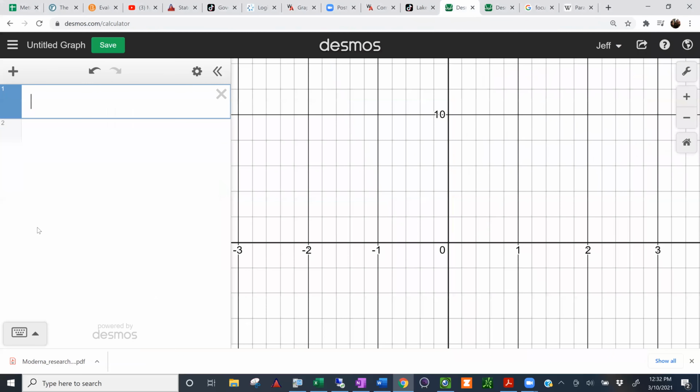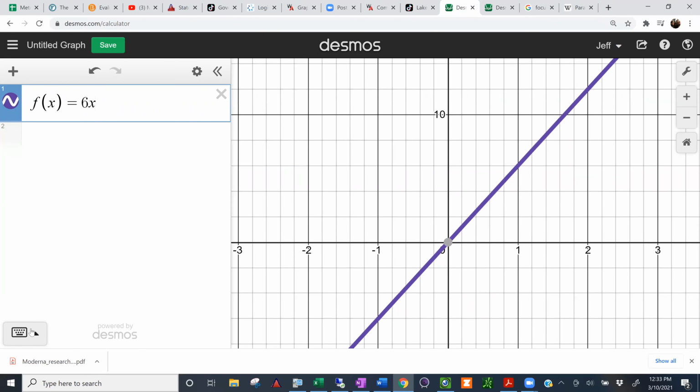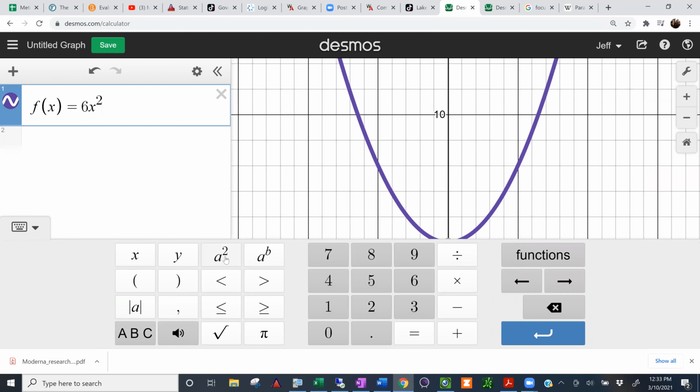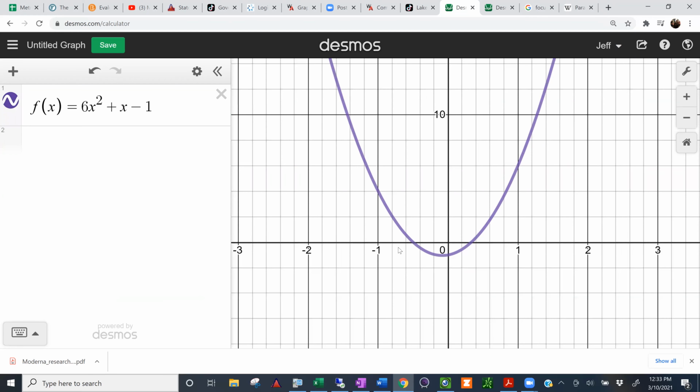When you get to Desmos, it's probably going to look like this. I'm going to type in f of x equals 6x. And there's a couple ways you can get the squared key. One of them is from this keyboard. You can click the square there. If you needed to put in a cube or something like that, you pick this next one and it'll allow you to put in any exponent you want. Plus x minus 1. Then you can see that this graph crosses at about 1/3 and negative 1/2. So it matches what we expected.